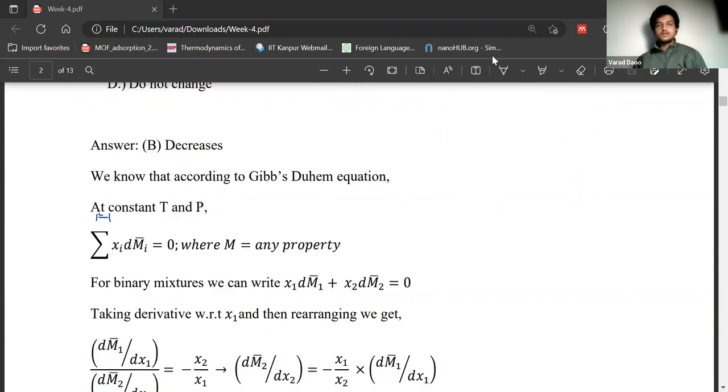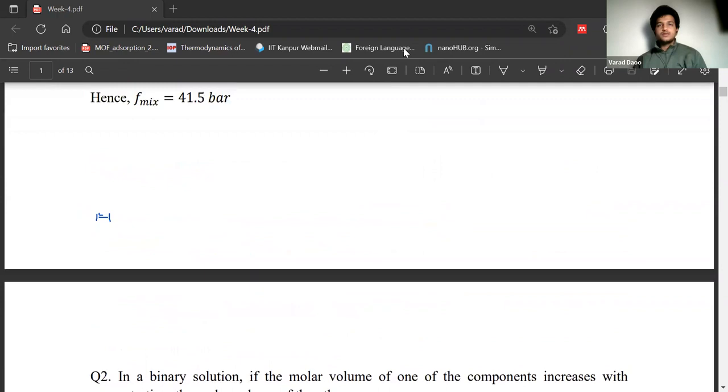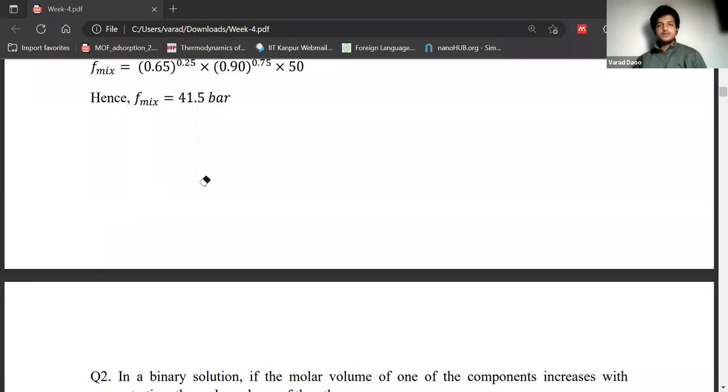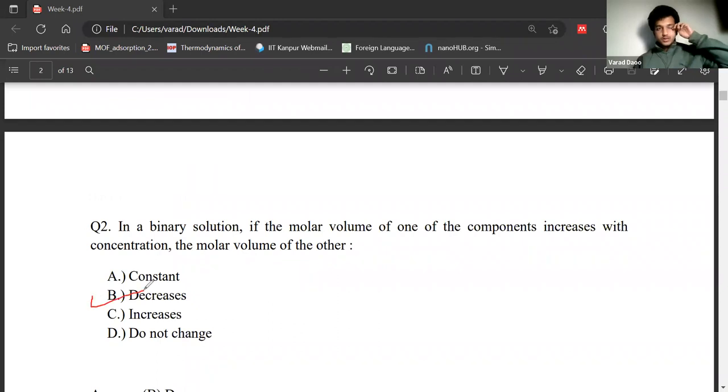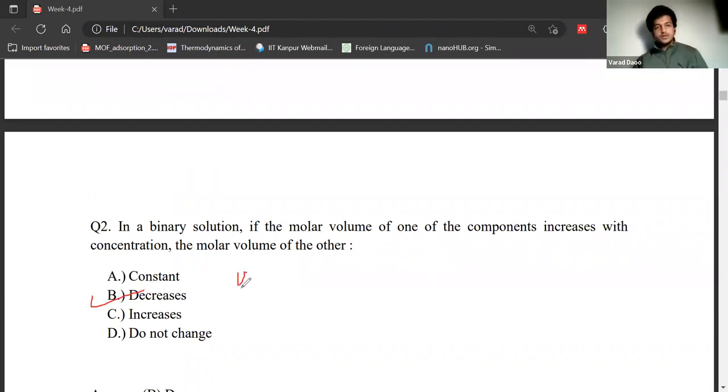Okay, the correct answer is, let me just clear this one. Right. The correct answer is option B. That is, V2 bar decreases with X1. Okay, option B is the right answer. I hear no questions, so I assume that the concept is clear to everyone, and we'll move on to the next question.